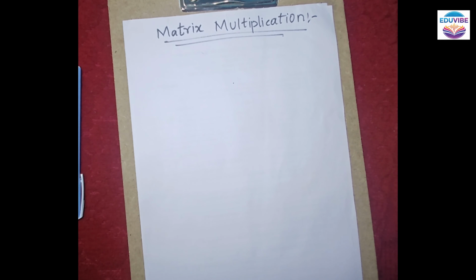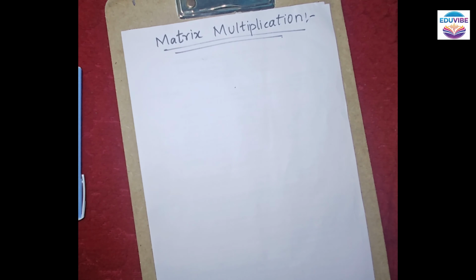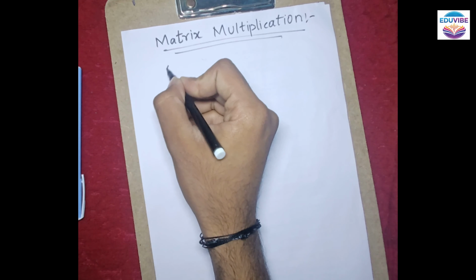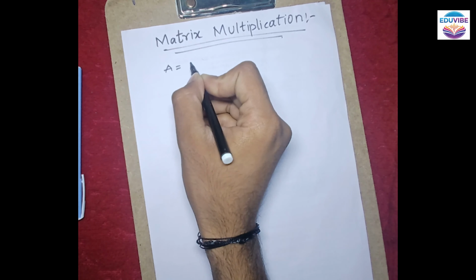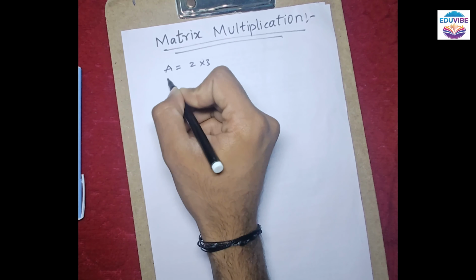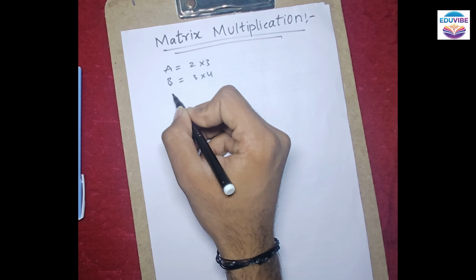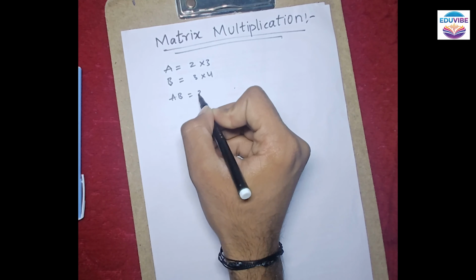Today let us learn how to find the multiplication of matrix. To find the multiplication of matrix, we should know the order of the two matrices. If the order of our matrix A is 2 by 3 and the order of the matrix B is 3 by 4, then after the product of these two matrices we get the order as 2 by 4.